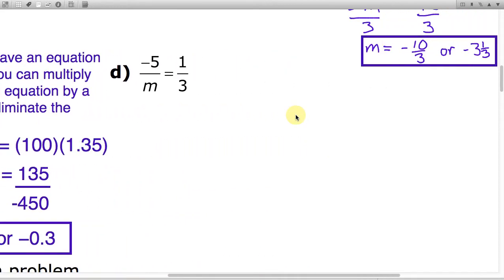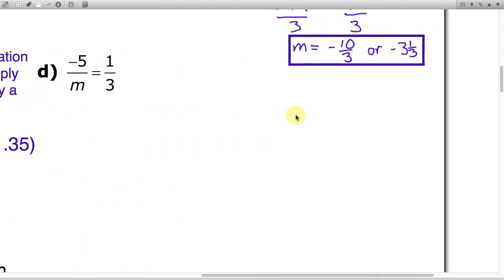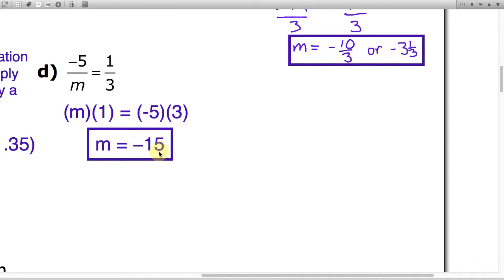So now on to a little bit of a different example here. In part D, we have an equation where the variable is in the denominator. And that might seem strange, but it's actually not that difficult because this really just looks like a proportion. You have a ratio equal to another ratio. And one way to solve that is just to cross multiply. So doing m times 1 and negative 5 times 3. Of course, m times 1 is just m, and negative 5 times 3 gives you negative 15. So there's your solution.